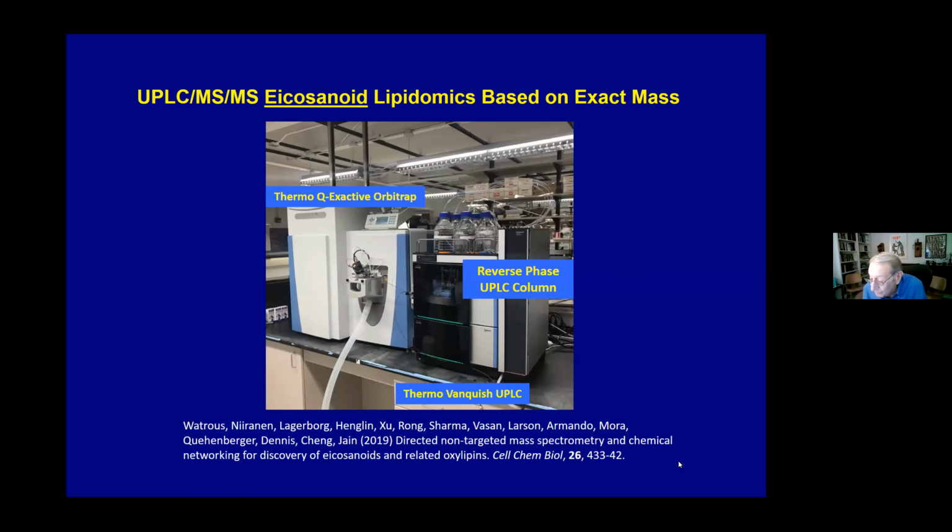Okay, in the last few minutes, I want to turn to one last subtopic, and that is that, besides the triple quad, we also look at icosanoids with exact mass using an Orbitrap, and we actually use the Thermo Q Exactive hybrid Orbitrap setup that's shown here with reverse phase. I'm going to just show a few slides briefly about icosanoids.